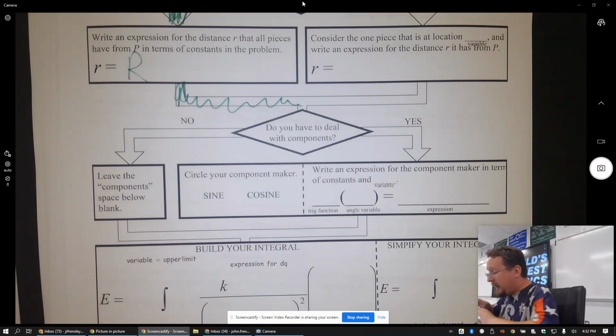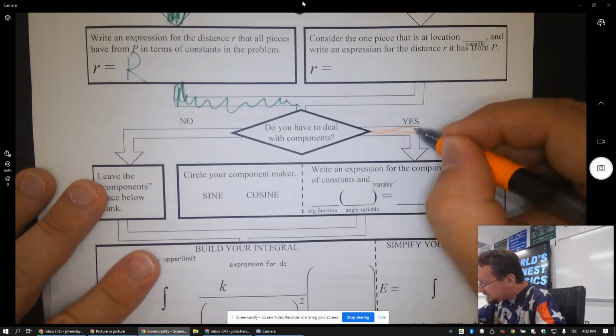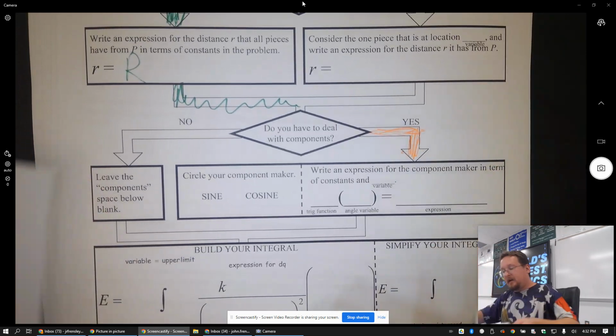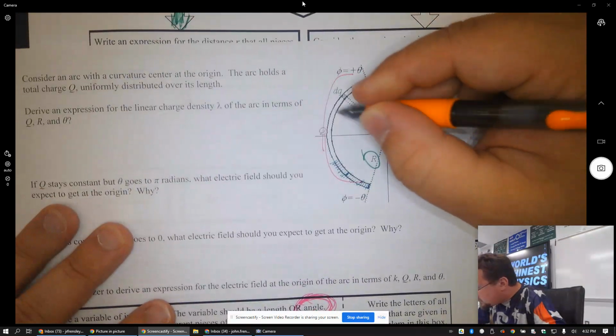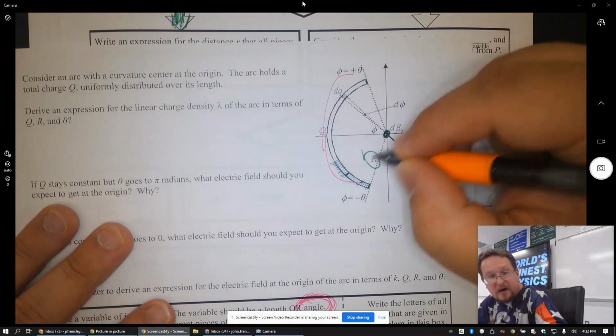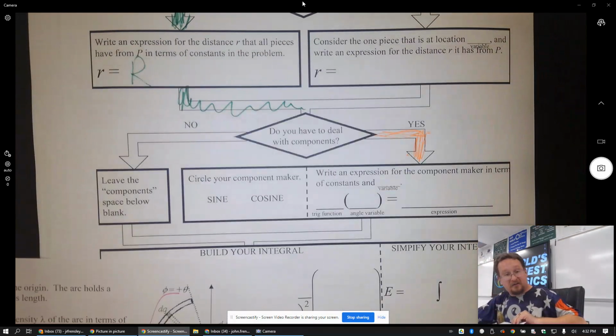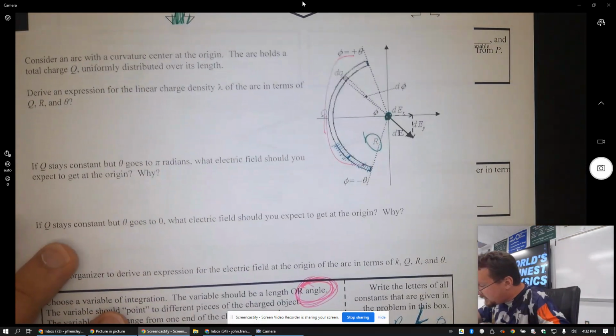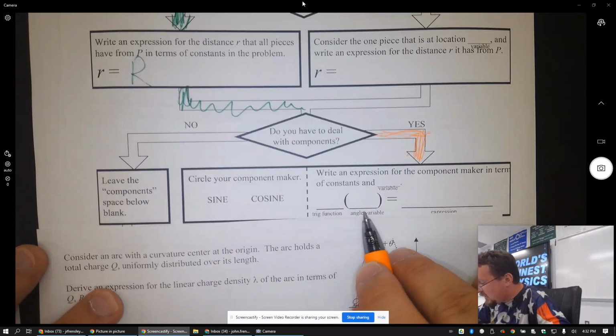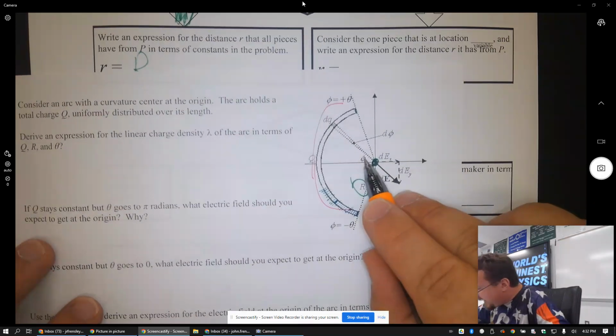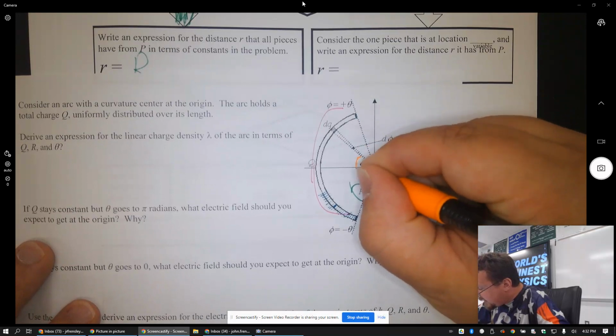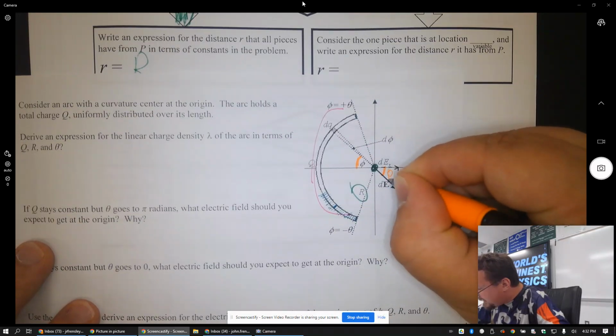So we're going to be taking a right turn now. Yes, we have to deal with components. Why? Because each of these pieces creates an electric field that points in a different direction. So I have to only take the X components. So what am I going to do? I need a trig function of some kind of an angle. So the angle is going to be phi. Here's the angle phi. That is also the same angle phi.